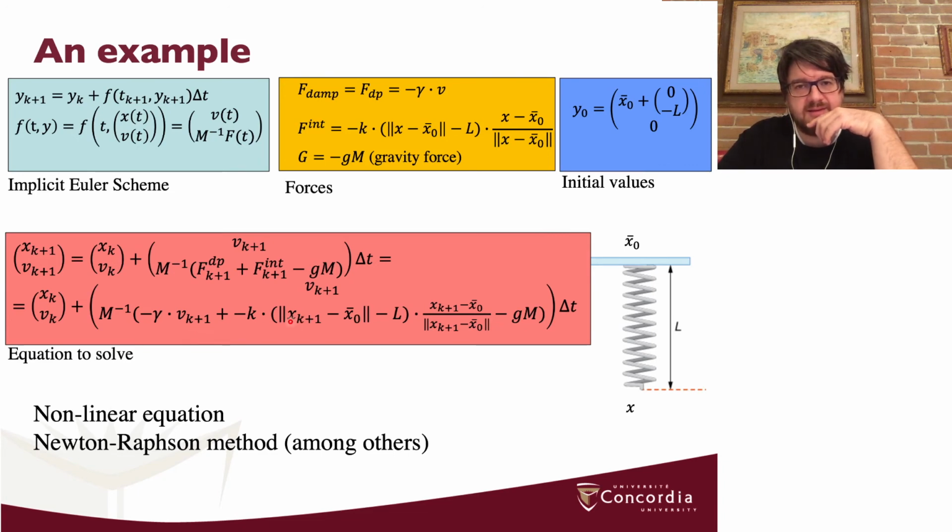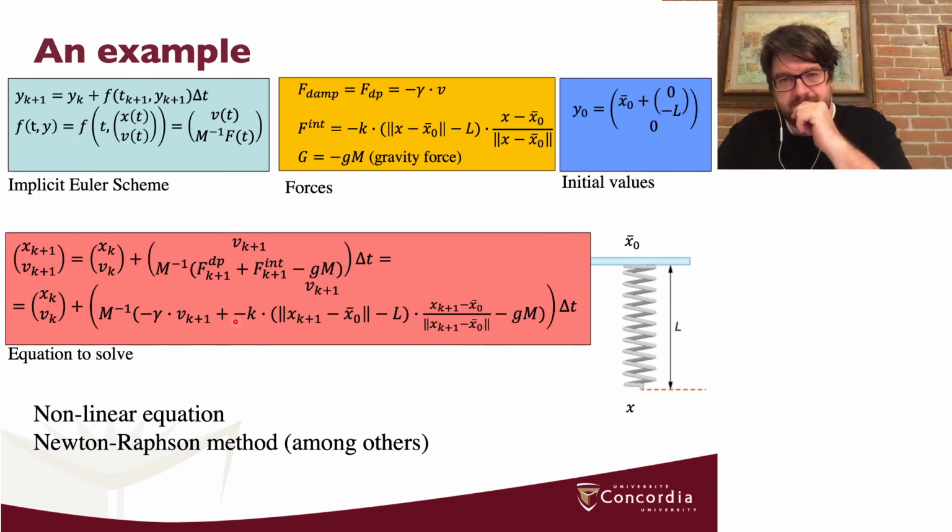So the spring force depends on the length of the spring, which is actually the norm, which is a square root of the sum of squares. So this force depends on the position x_{k+1}, the position at the next time step. We don't know what this is.